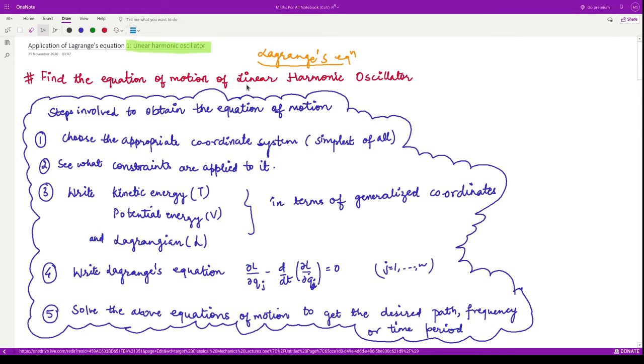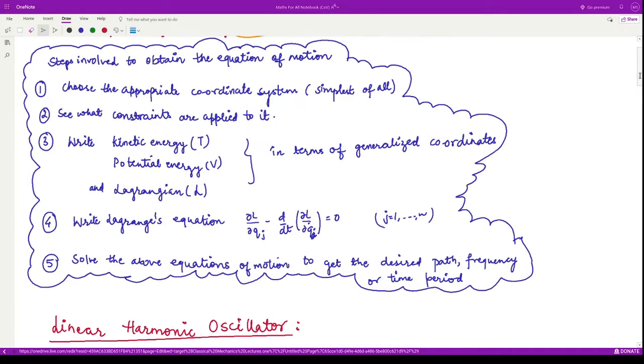Now, in order to determine what is the equation of motion for this linear harmonic oscillator, we shall see several general steps which would be useful to obtain the equations of motion. So first of all, an appropriate coordinate system should be selected, and after that we should see what are the constraints and what forces are applicable on the given system.